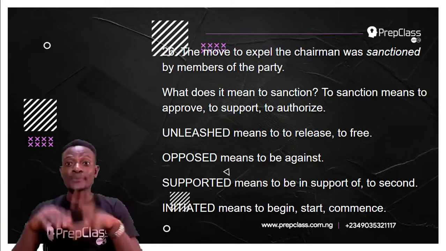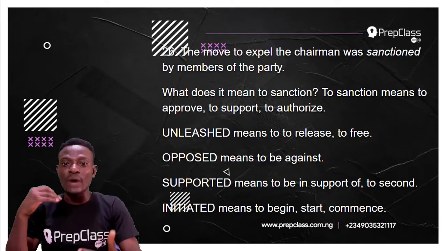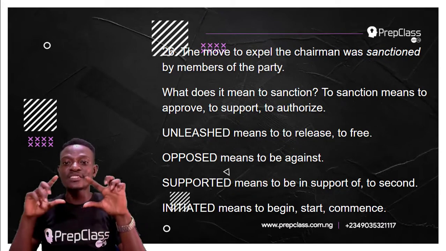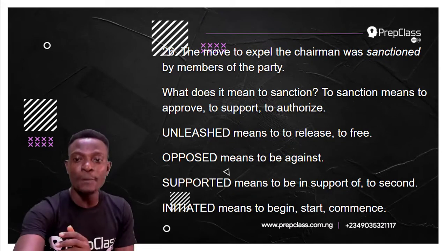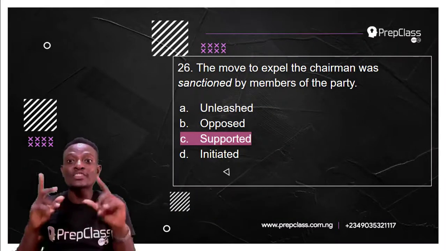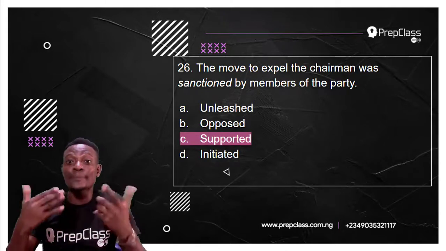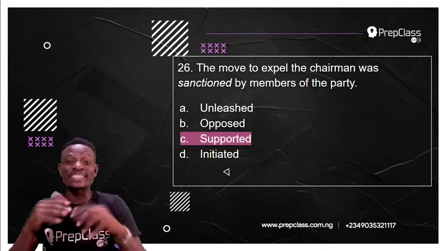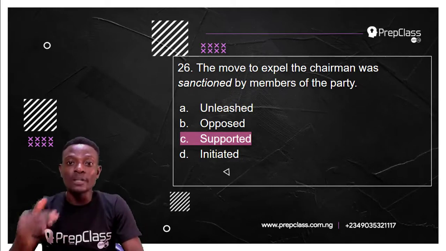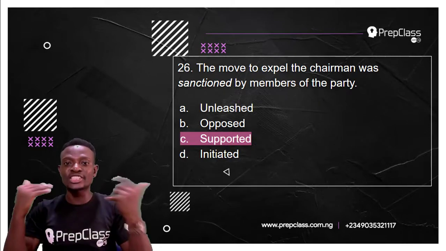So which of these options is the nearest in meaning to sanctioned? Remember, sanction means to approve, to support, to authorize. So the answer to this question is supported. The move to expel the chairman was supported, was sanctioned by members of the party. Peradventure, the chairman of the party has stepped on toes. So they want to expel him. So members of the party sanctioned the move to expel him. Members of the party supported the move to expel the chairman.